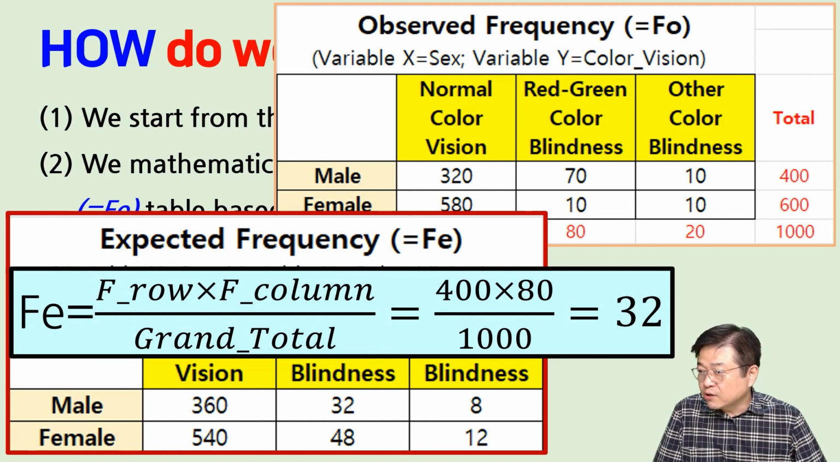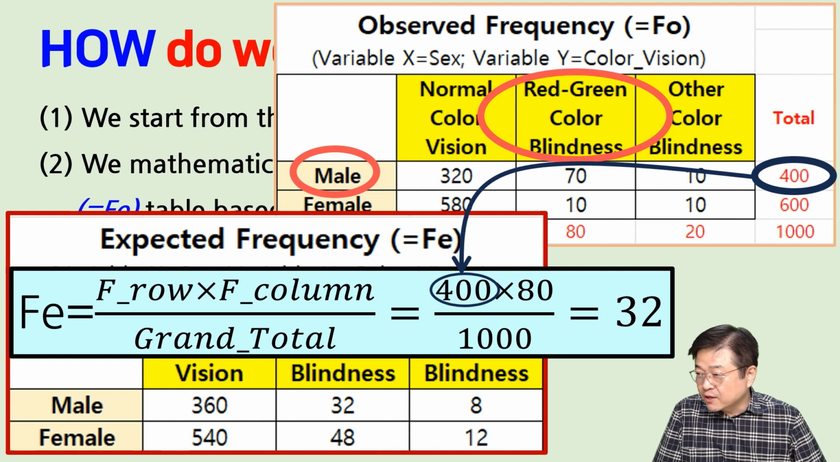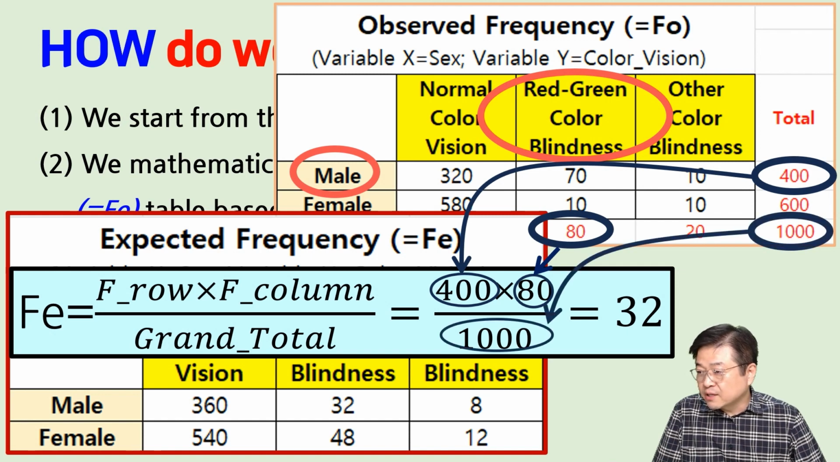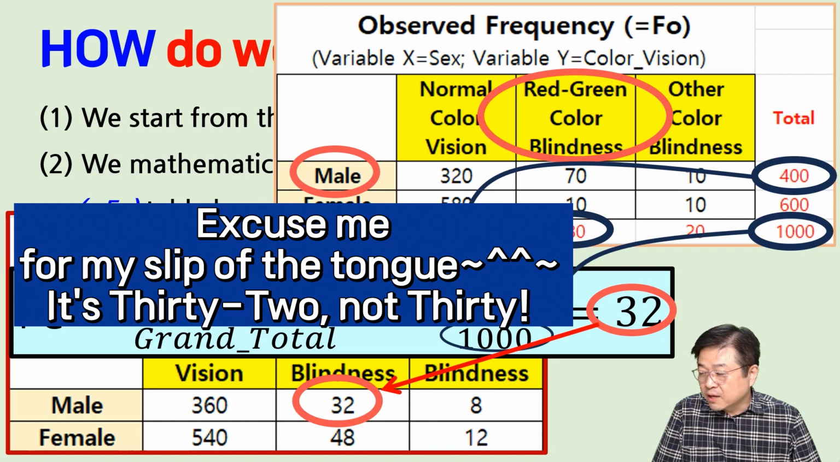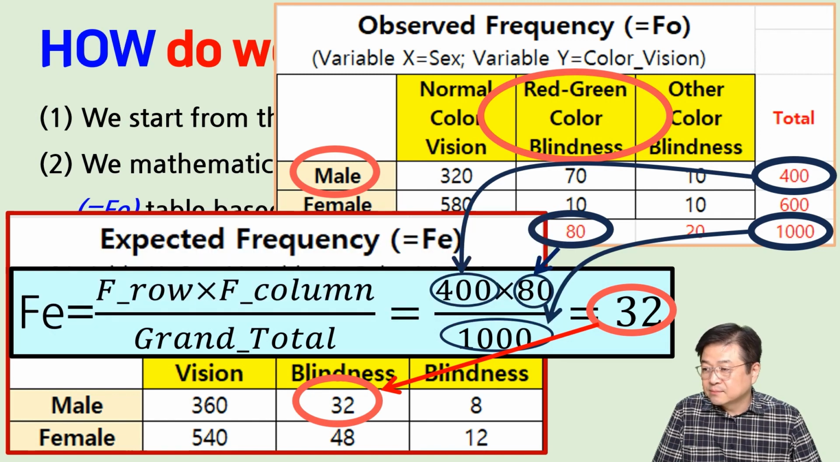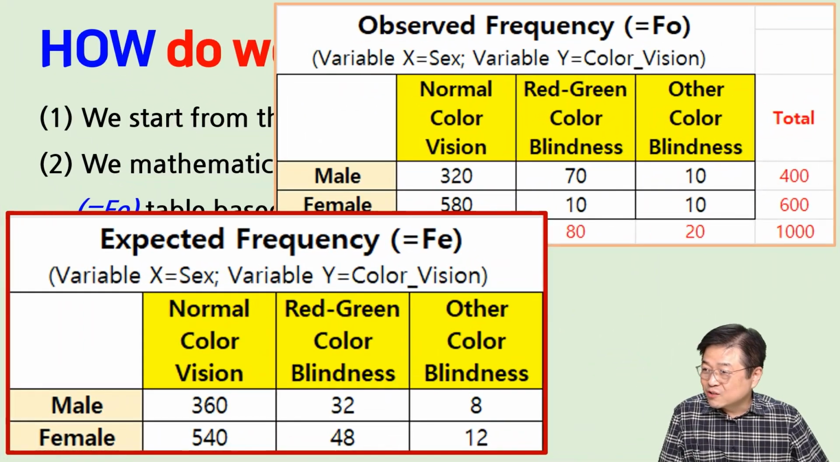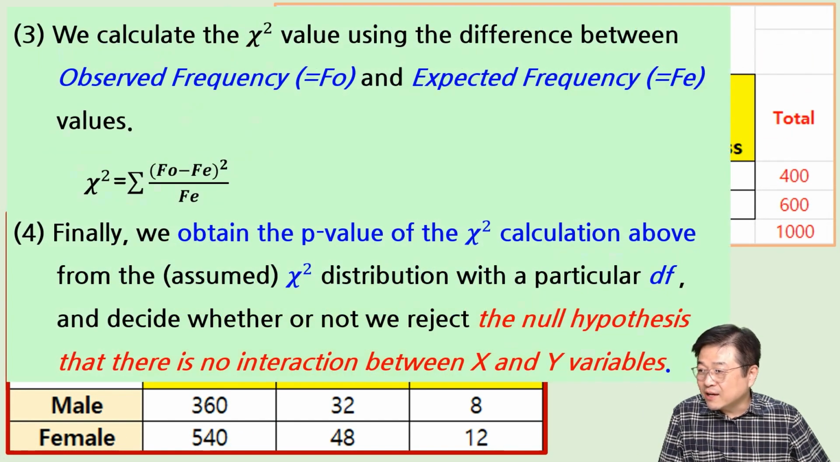This way, if we want to calculate the expected frequency value of the male and red-green color blindness cell, you first multiply the marginal frequency of male, which is 400, by the column frequency of red-green color blindness, which is 80, and then the whole product is divided by the grand total of 1000, and then the final calculation will be 30, which is the expected frequency value in the corresponding cell of the expected frequency table. This way, we obtain all the values for the expected frequency table, and then we calculate the chi-square value using the difference between observed frequency and expected frequency values using the formula here.